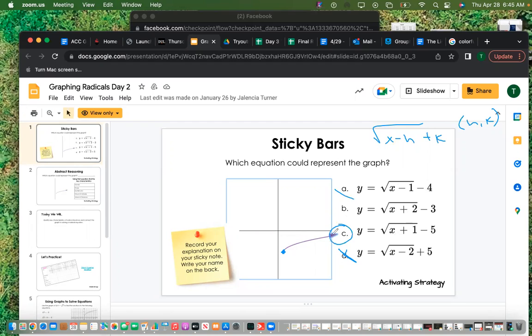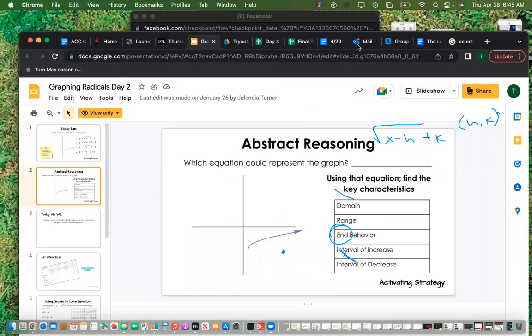So I'm going to say that it is C. Now I guess you could kind of say that it's B depending on the scaling of the graph, but right now I'm going to go with C. Abstract reasoning. Just a reminder: which equation could represent this graph?